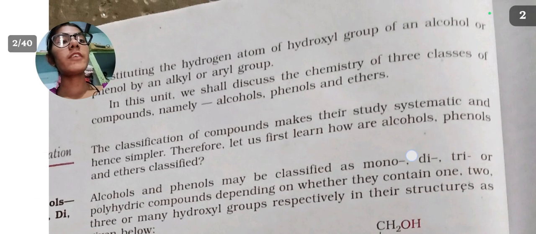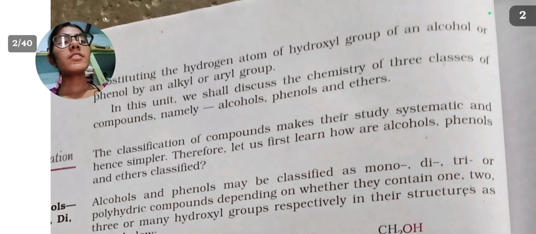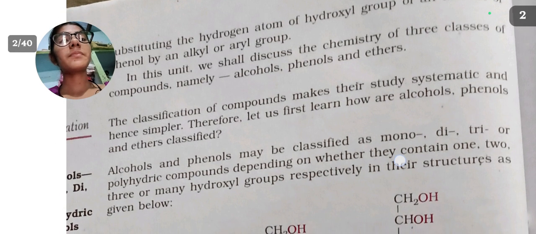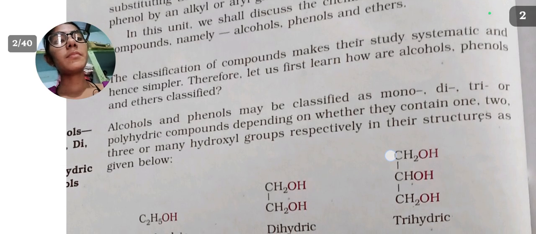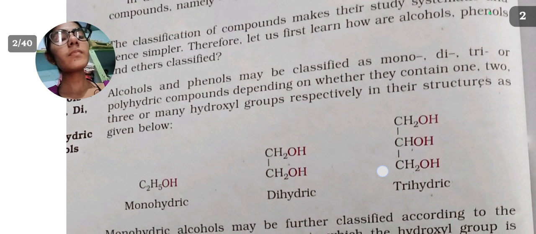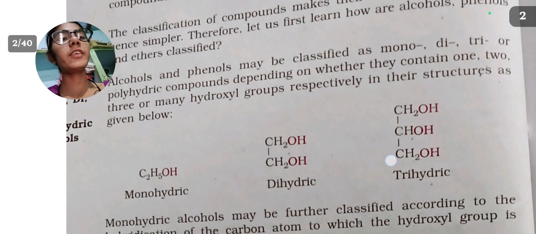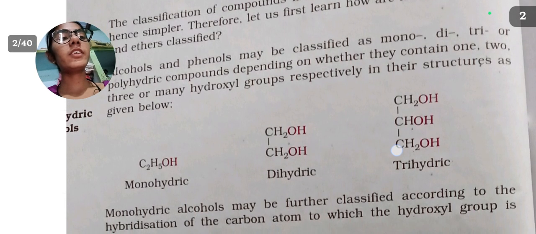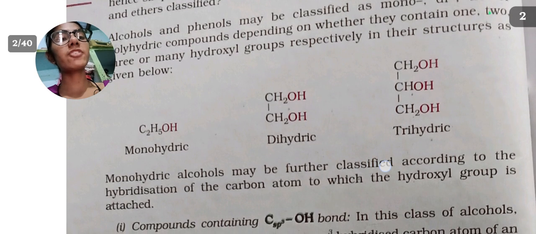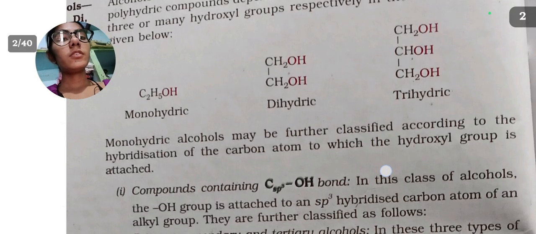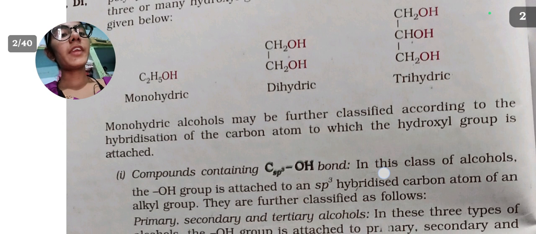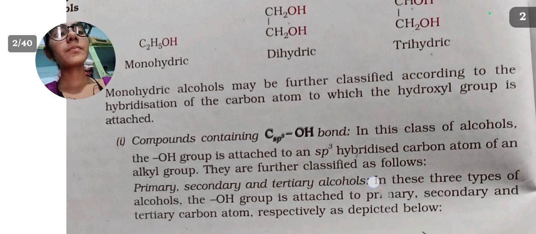In this unit, we will discuss the chemistry of three classes of compounds: alcohols, phenols and ethers. The classification of compounds makes their study systematic and simple. Therefore, let us start. Alcohols and phenols may be classified as mono, di, tri and polyhydric compounds depending on whether they contain one, two, three or more hydroxyl groups respectively in their structures. Monohydric: C2H5OH is monohydric. CH2OH-CH2OH is dihydric, and the next one is a trihydric compound.